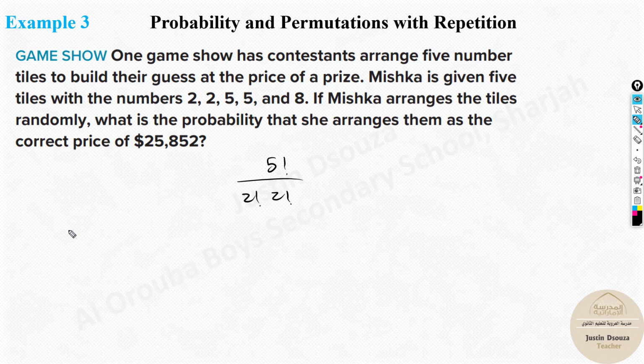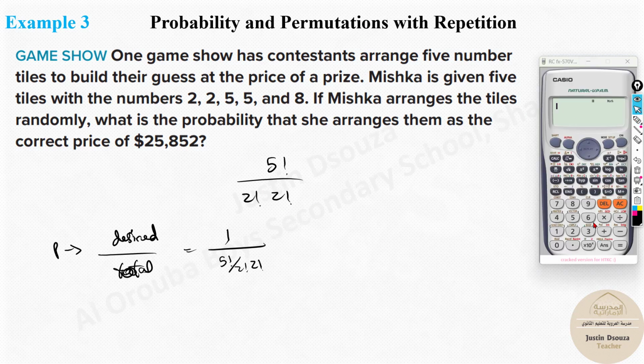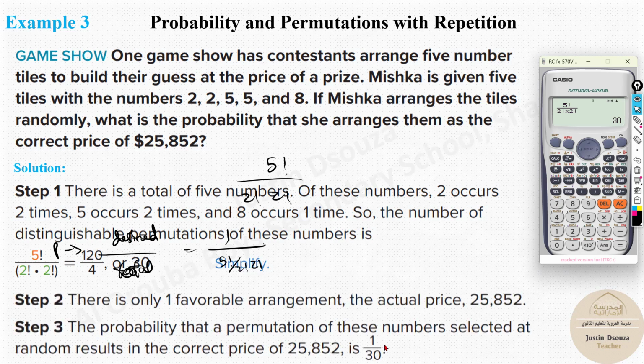Now, getting the correct number is only one possibility. Probability is always desired over total, isn't it? What is the desired here? Desired is only one because this should be the exact number. And total is whatever answer you get from 5 factorial divided by 2 factorial into 2 factorial. You can put all this in the calculator directly and get the answer. The answer is 30, so the probability is 1 by 30. There is a 1 by 30 chance that this actual number can be guessed. So the answer is 1 over 30.